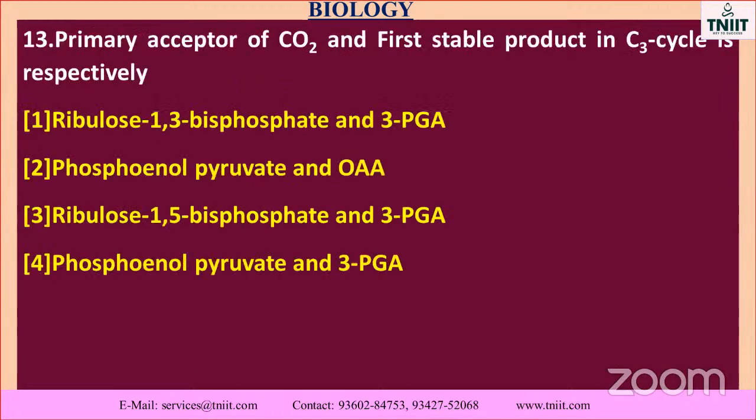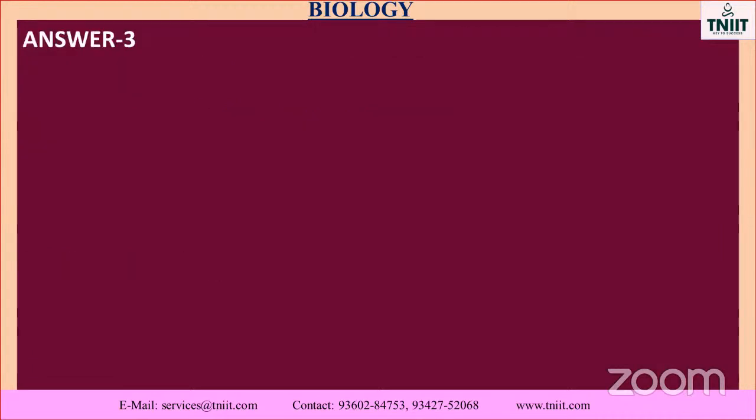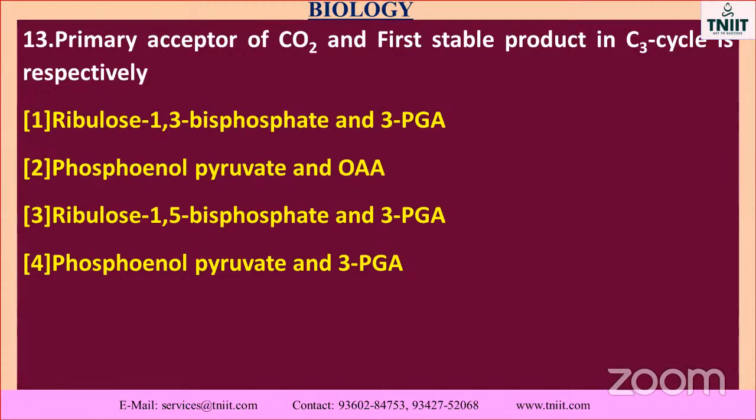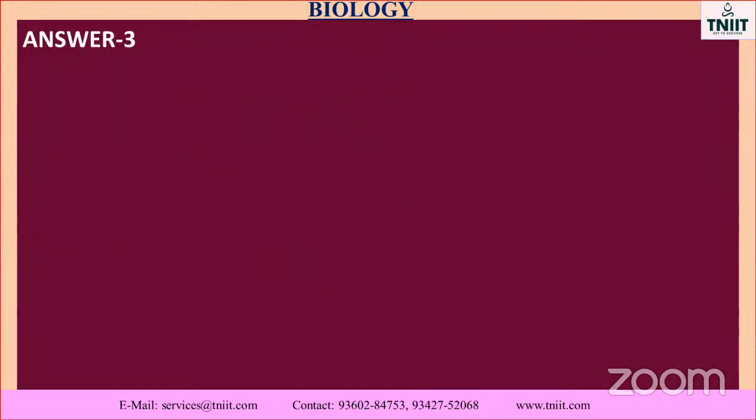And go to the next one: the primary acceptor of CO2 and the first stable product of the C3 cycle, respectively. Ribulose bisphosphate, ribulose 1,5-bisphosphate and also 3-PGA. Option is 3. See this one, ribulose 1,5-bisphosphate. It's already in our C3 cycle. Okay, go through it, you will get the idea.